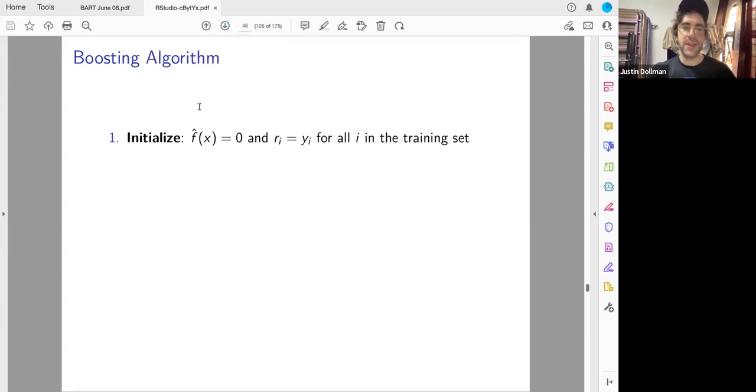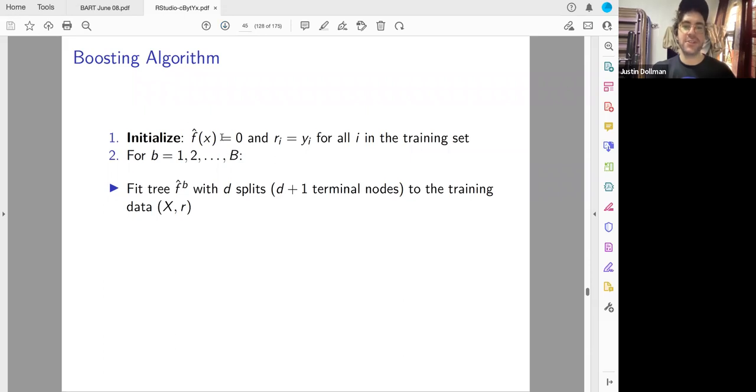Okay, so with that, I'll try to go through this pretty quickly because it's technical, and this is something that if you really wanna understand, there's no other way to do it than just stare at it for a while and try to work out some implications. Okay, so I talked about this initializing step earlier. And notice that this is going to be an iterative process. So we're going to have for trees, one through B, however many trees you decide to fit. You're going to fit that Bth tree with D splits, which means D plus one terminal nodes.